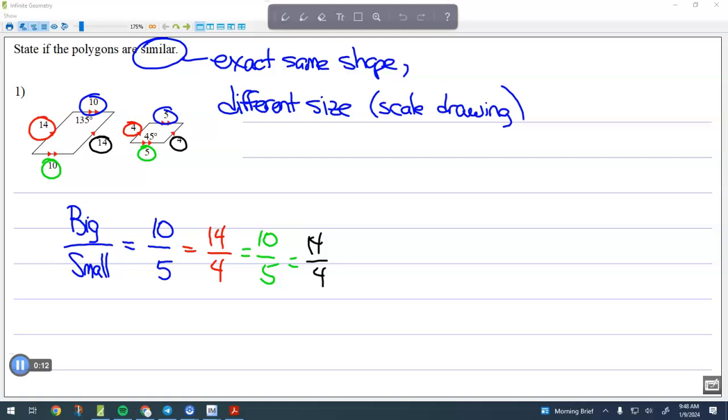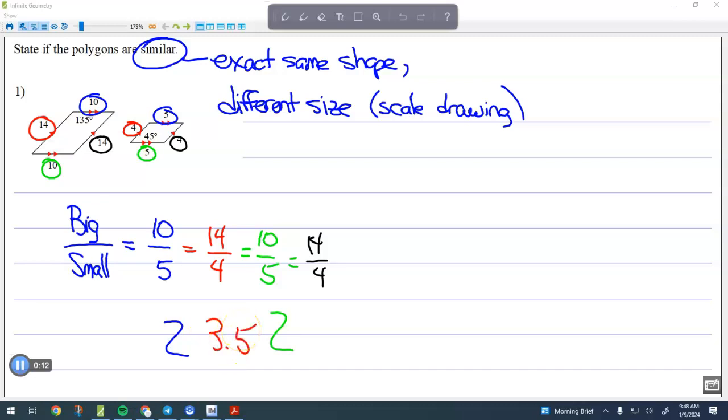So the idea is, if these are similar, every one of these 4, when you divide them, you get the exact same answer every single time. If you get the same answer every time, they're similar. If you get even one that's different, they're not. So like, what's 10 divided by 5? 2. What's 10 divided by 5 over there? 2. So far, so good, but what's 14 divided by 4? It's not 2. It's 3.5.